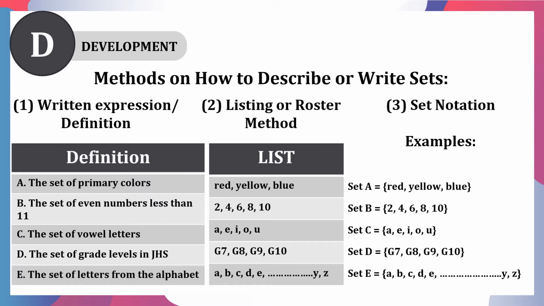Last example, letter E. By definition, the set of letters from the alphabet. By listing, we have A, B, C, D, E, up to Y and Z, all separated by comma. By set notation, we have set E is equal to open brace A, B, C, D, E, up to Y and Z, close brace.